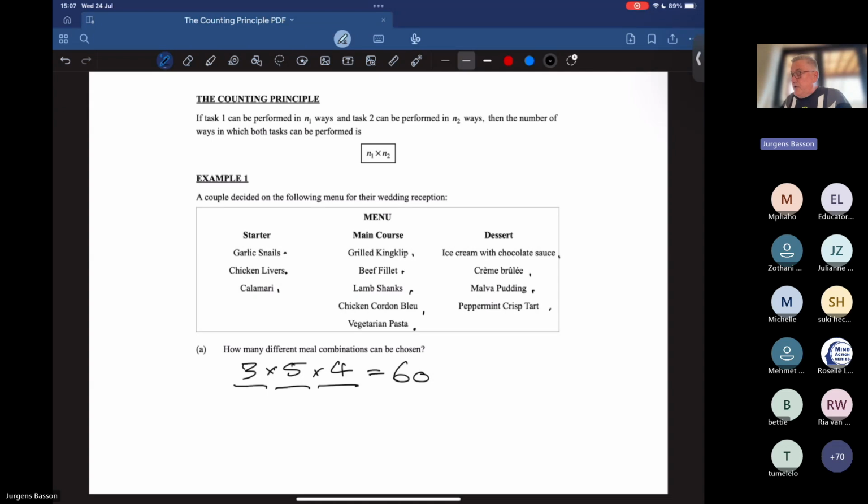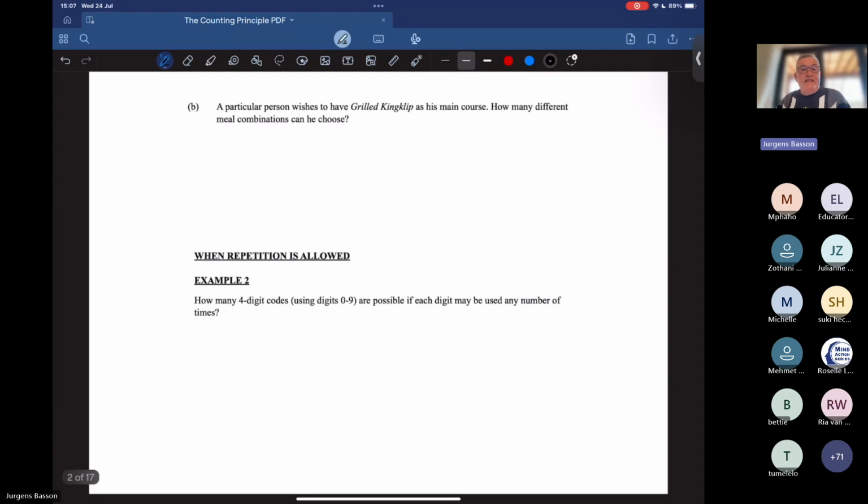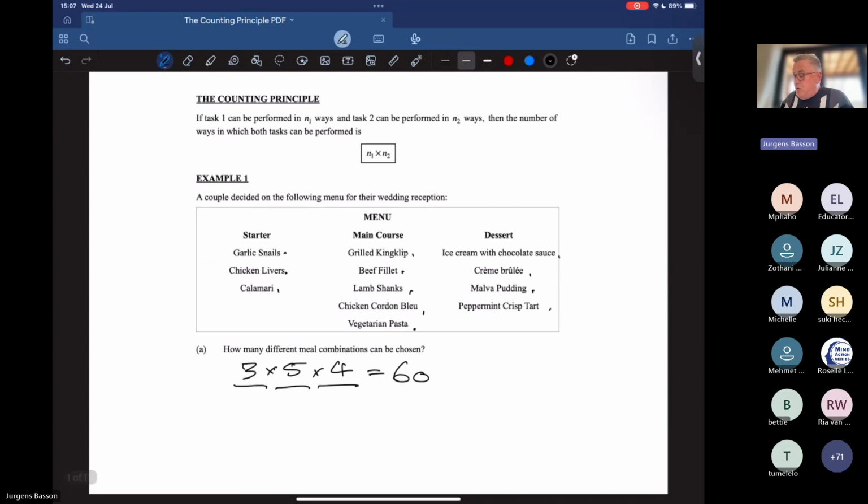So let's look at the next question. The next question is also on the menu. You will see that is the B part of the question. I say a particular person wishes to have grilled king clip as his main course. How many different meal combinations can he choose now? So this person, there's still the 3 tasks, like we said, but now instead of the main course having 5 possibilities, we say the main course must be grilled king clip.